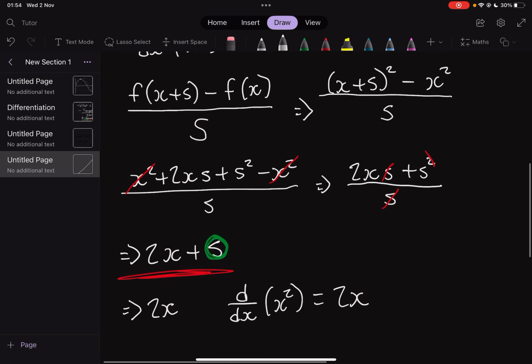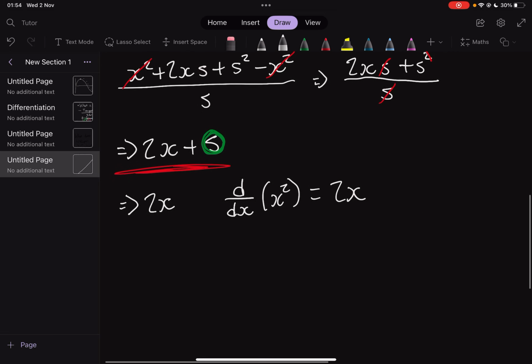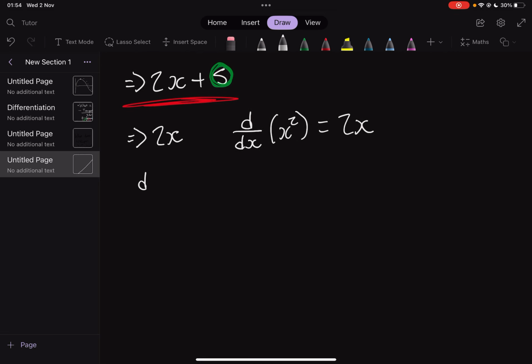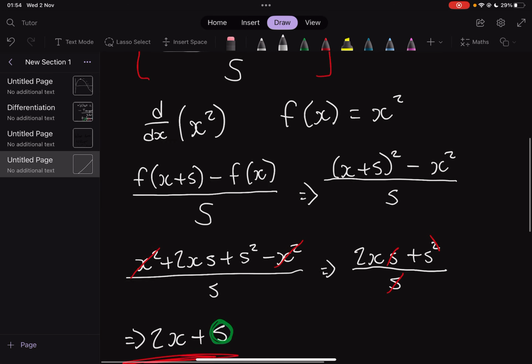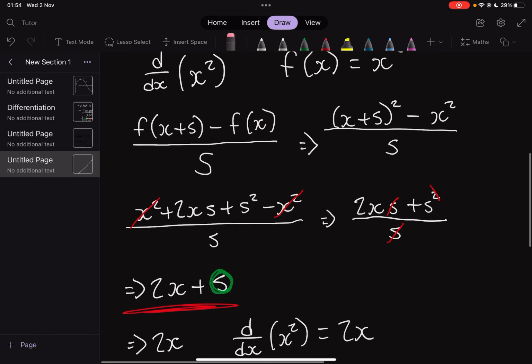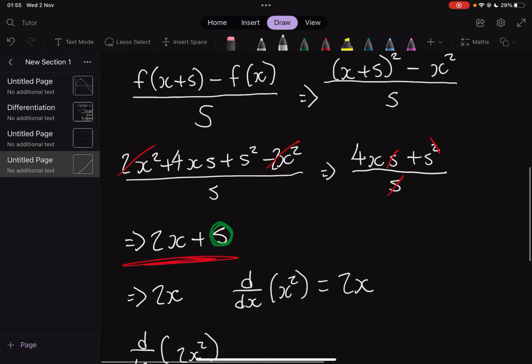Now if you wanted to repeat this and take the derivative of 2x squared, it'll basically be the same thing, but over here instead of x squared plus 2xs, this will just be 2x squared, this will be 4xs, this will also be 2x squared, and they'll both cancel out anyways, and then cancel s, leaving you with 4x as your answer.